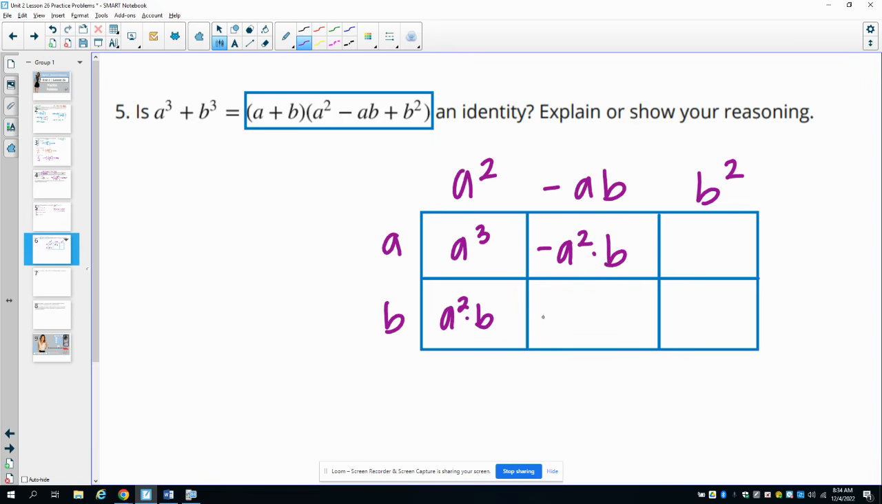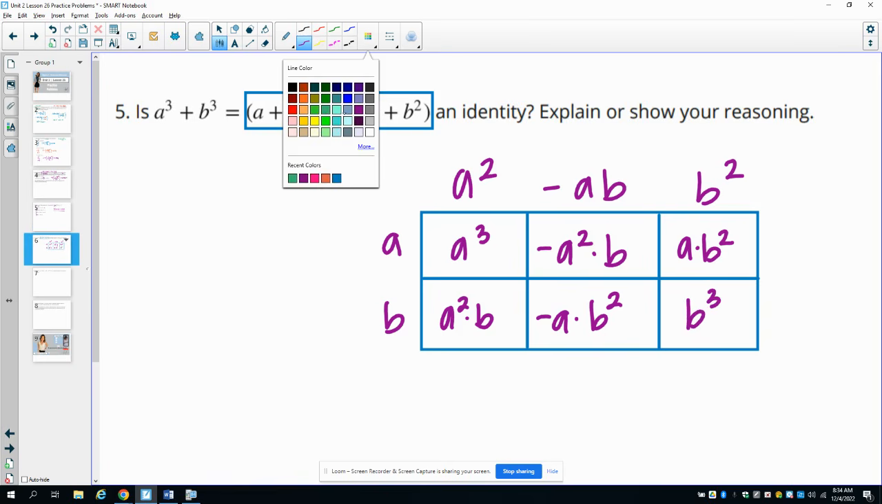Negative AB times B, so we have the negative A, and then we have B times B, which is B squared. A times B squared, so we just literally have A times B squared. And then B squared times B is B cubed.